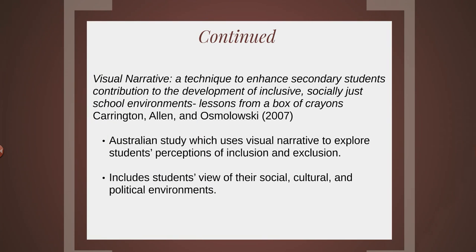The Carrington, Allen, and Osmolowski article was another Australian study that used visual narrative to explore students' perceptions of inclusion and exclusion. This study included students' views of their social, cultural, and political environments, again with the intention of creating a more socially just school atmosphere.